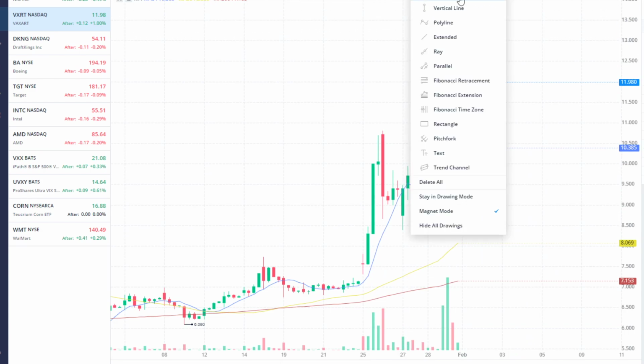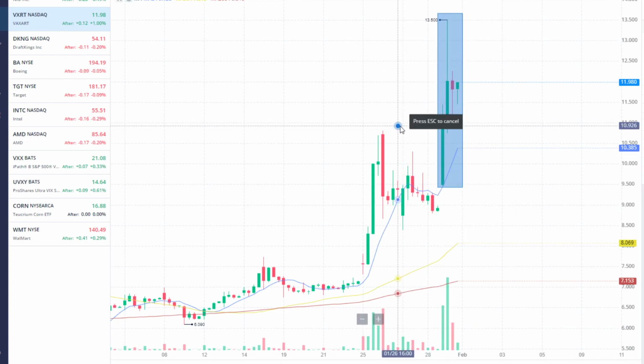That was just Friday. So what I like to do is I'll actually use parallels instead of single rails. That way I can mitigate the effect of fake breakouts. So what do I mean by that?